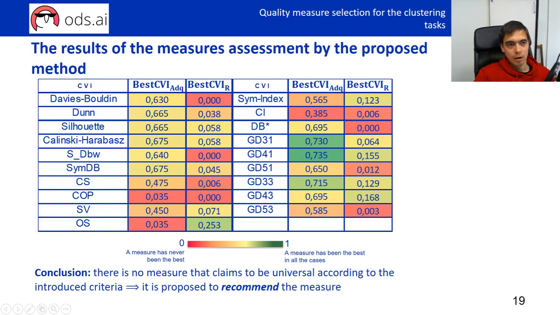Okay. So the results of the experiments are presented in the table, and from the results we can notice that not a single measure showed high results in terms of the proposed methods of assessment. Therefore, we can conclude that not a single measure is considered to be universal according to the introduced criteria. In this regard, it is proposed to recommend the measure for each dataset.